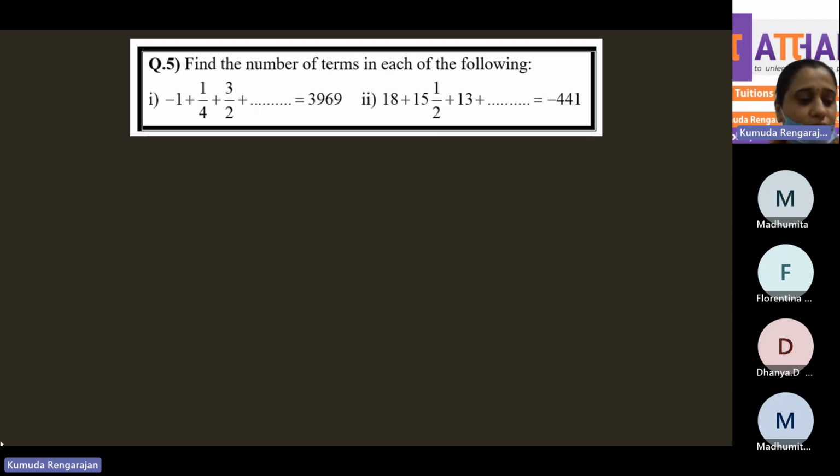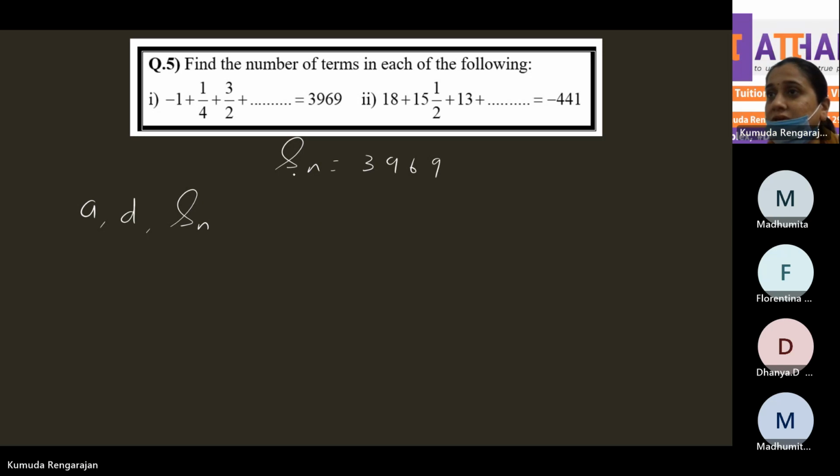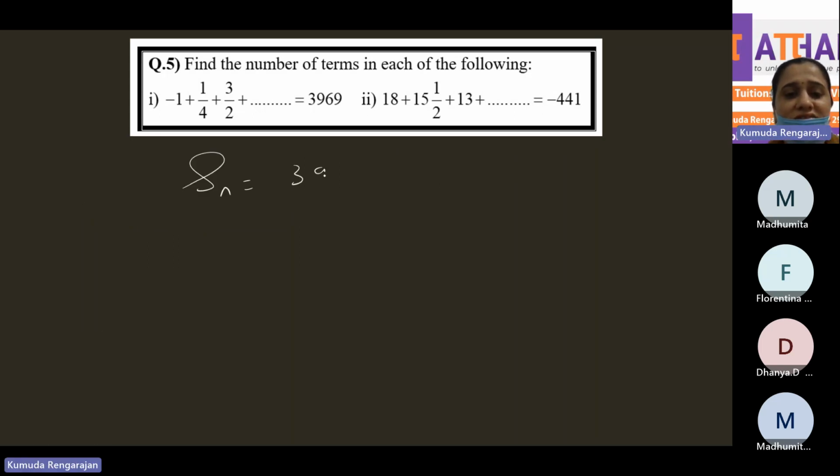You know the value of A, you know the value of D. You know A, you know D, and you know Sn. So Sn is equal to 3969. This is what you should write first. Sn is equal to 3969. So this is an equation actually. Sn is equal to 3969 is an equation.